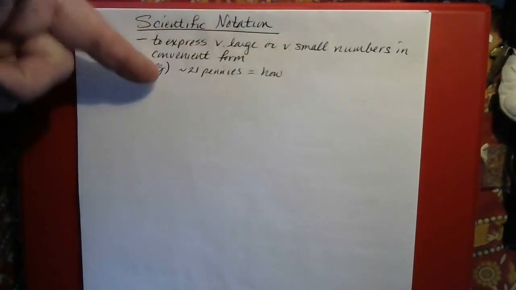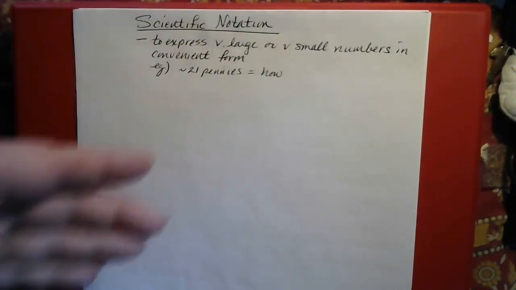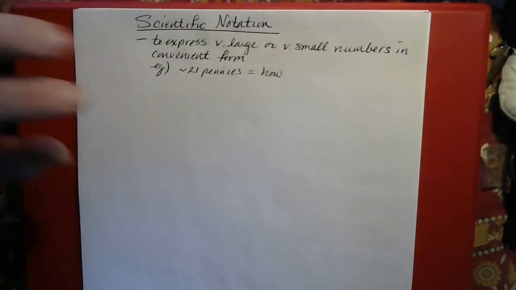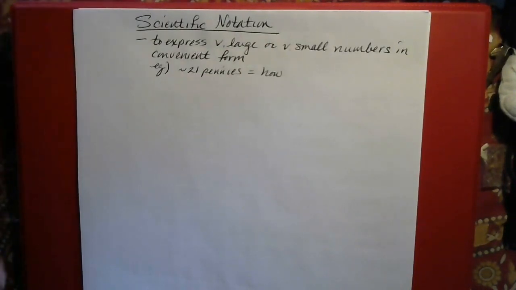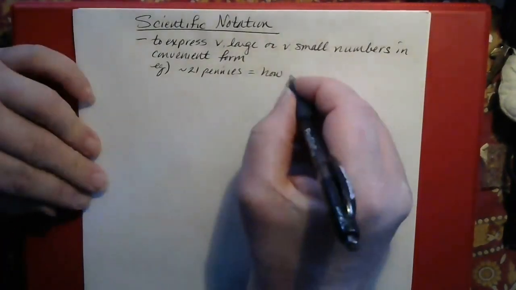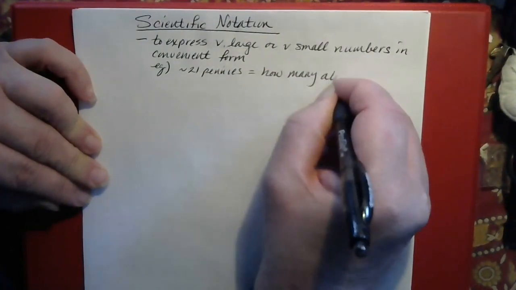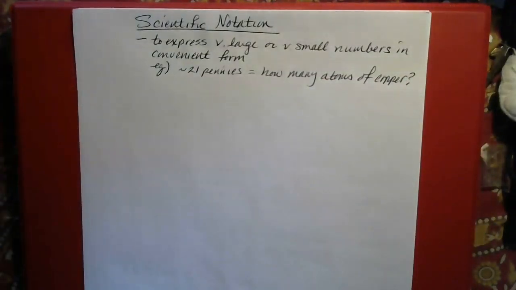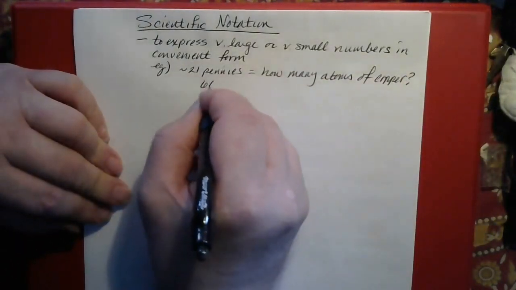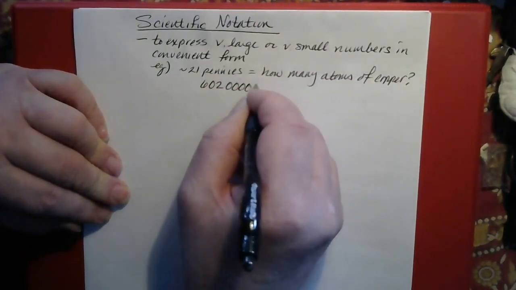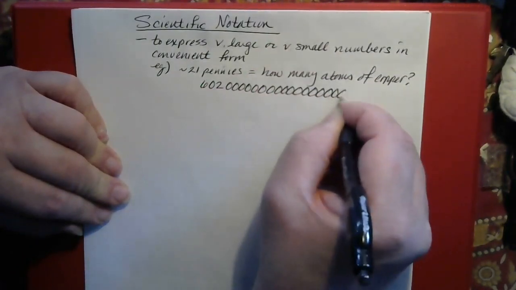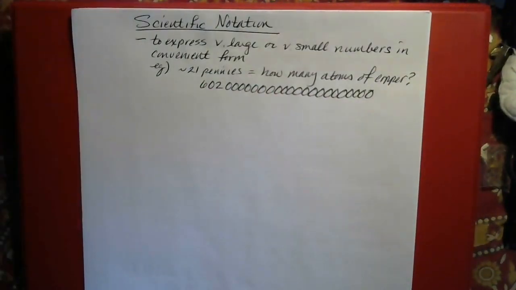An example of that might be, for instance, if you have about, say, 21 pennies in your hand, which is a quantity you can easily hold in your hand, and they're the older pennies back when they really were made of copper all the way through, you might wonder how many atoms of copper are you holding in your hand? Well, the answer is about that many.